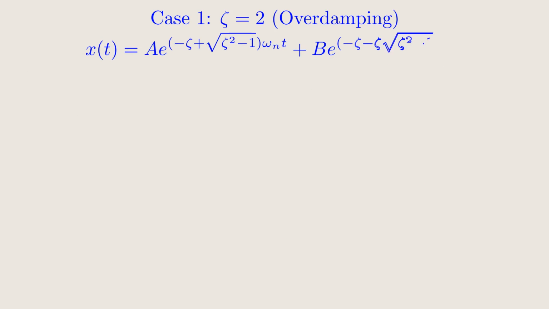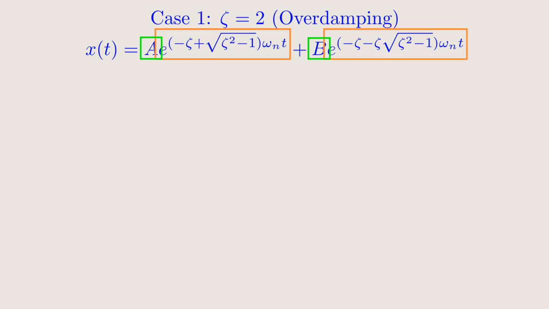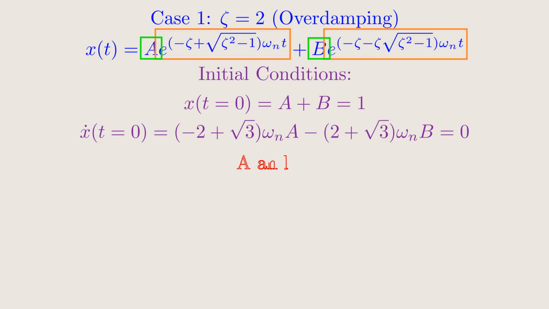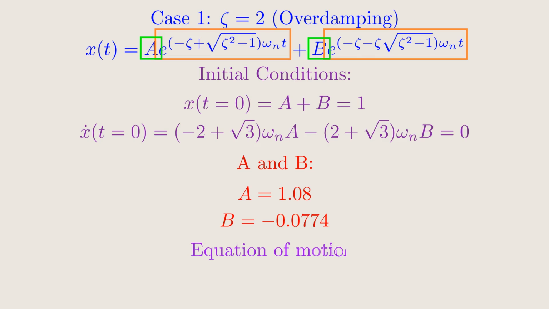First, let's discuss the overdamping scenario. The general solution x of t consists of two terms. Their difference lies in the exponential and the constants. The constants, namely a and b, are calculated from initial conditions. Their numerical values enable us to write down the solution x of t in more detail.